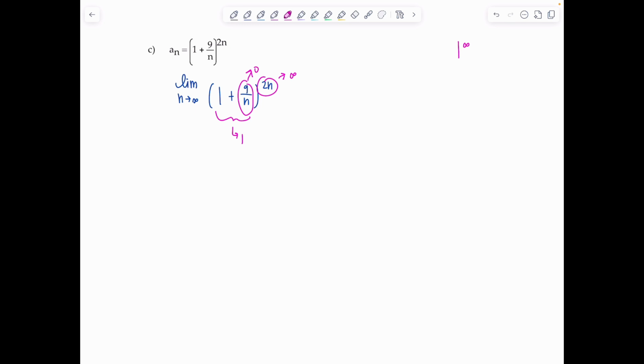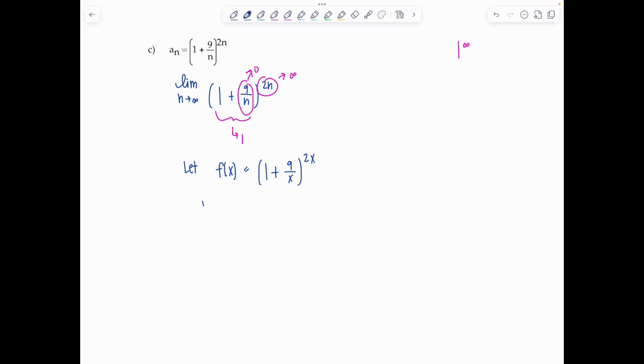This is the kind of limit where you have an indeterminate power, 1 to the infinity, there's 2 more, where you have to introduce a natural log, and you do have to use L'Hopital's rule. There's no way around it. So first things first, let's go ahead and let f of x equal (1 plus 9 over x) raised to the 2x.